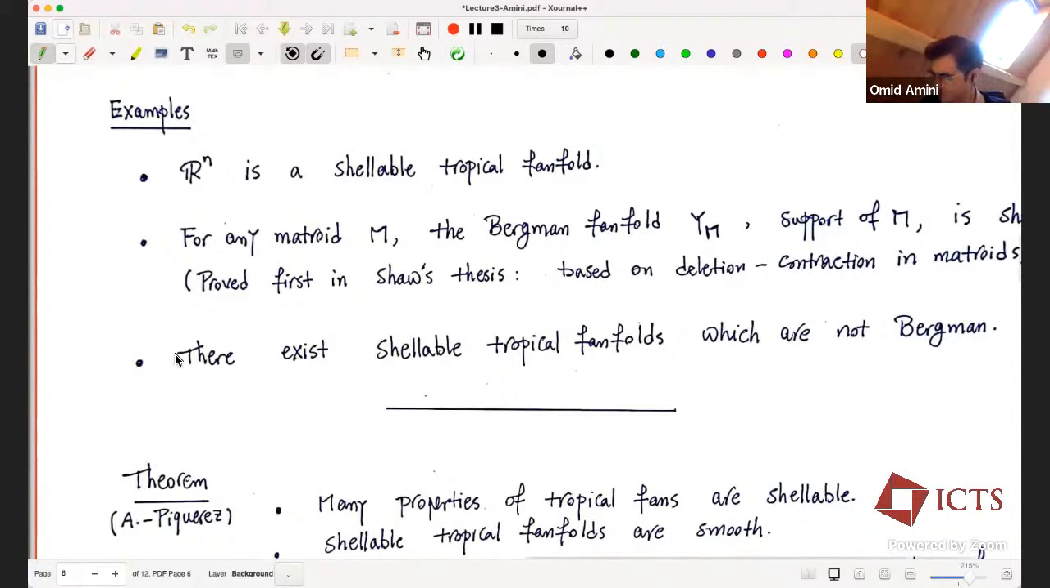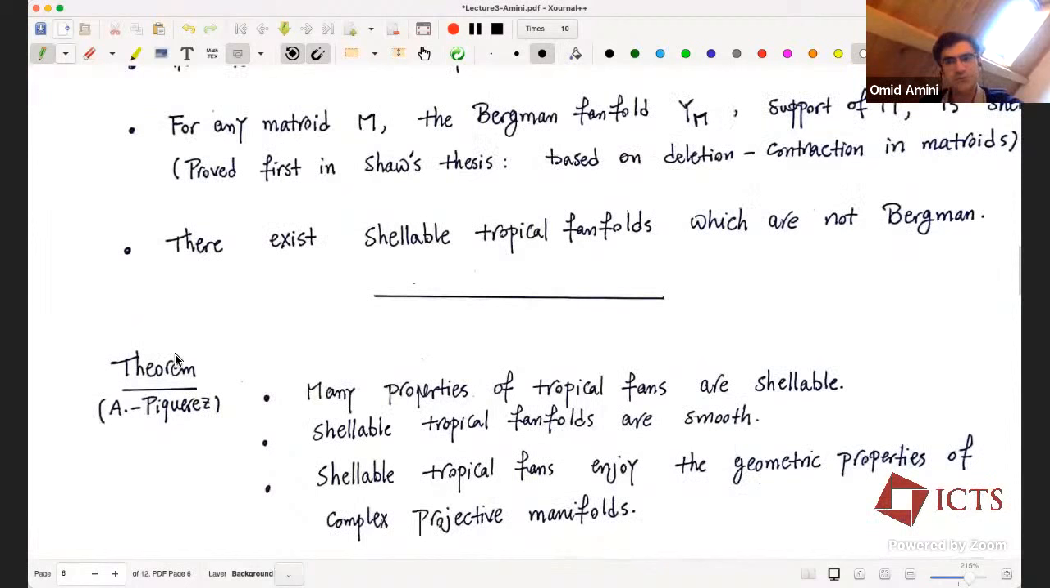The meta theorem that we are going to see today is that many properties of tropical fans are shellable. A property of a tropical fan is shellable if it is stable under all these basic constructions, in the sense that if you start, for example, with two tropical fans which verify that property, then the product also verifies that property. If you have a tropical fan which verifies that property, then the star subdivision of this tropical fan also verifies that property. If you have a tropical fan which verifies the property and a center of some tropical modification which verifies that property, then the tropical modification verifies that property. So I defined shellable tropical fans, and you can also make sense of properties of tropical fans which are themselves shellable.